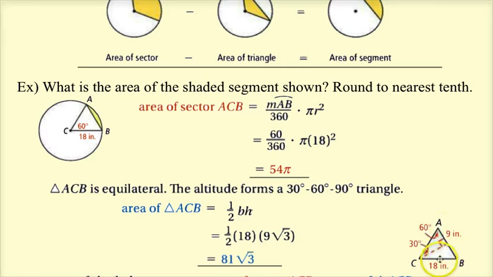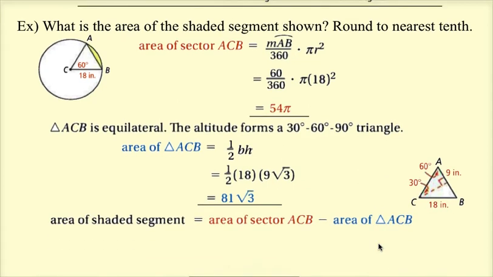And here's a picture right here of that 30, 60, 90. Remember, if this whole thing is 18, then this little piece is 9. That's across from the 30. Then across from the 60 will be 9 radical 3. That's how I get that height.